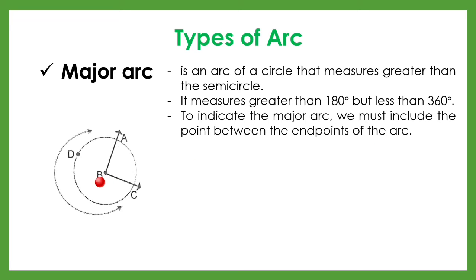What are the major arcs of circle B? The major arcs are arc ACD, or arc DCA. And another major arc is arc CDA, or arc ADC. So, tatandaan, kapag major arc, greater than 180 degrees but less than 360 degrees.